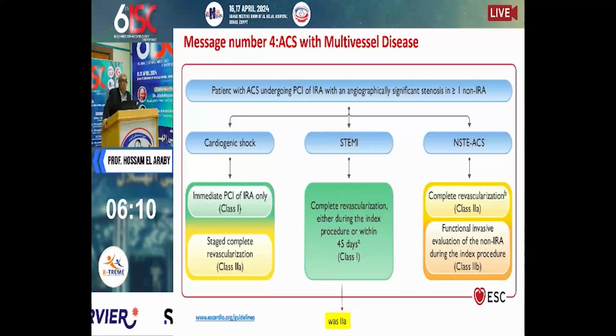The message number 4 is in multi-vessel disease. In cardiogenic shock, immediate PCI in the infarct-related artery only is a recommendation, and complete revascularization in a staged approach within the same admission. In STEMI patients, complete revascularization in the index procedure can be done, or within 45 days is the current recommendation. It was class 2A, it is now class 1. In non-ST elevation myocardial infarction, complete revascularization is a class 2A recommendation, and functional invasive evaluation of non-infarct related artery by FFR or iFR in the index procedure is class 2B.